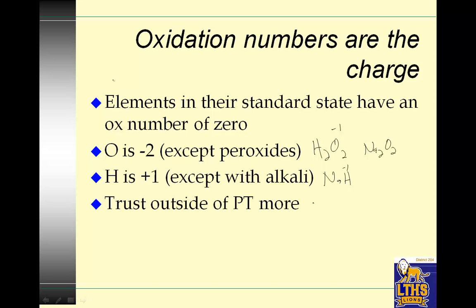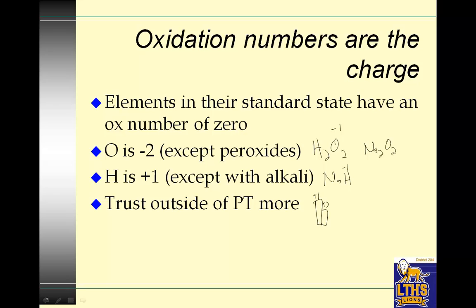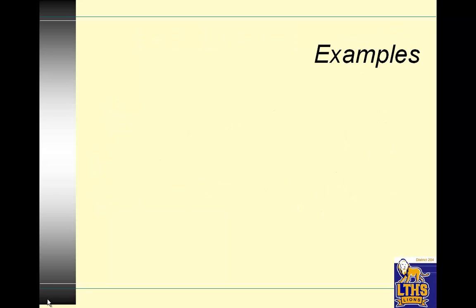Trust the outside of the periodic table more. So here's a happy, dandy little periodic table. In general this is plus 1, plus 2, plus 3, 0, minus 3, minus 2, minus 1, 0. And something over here is usually minus 2, but doesn't have to be. Nitrogen has a bunch of different oxidation numbers. You just have to trust the halogens the most, and the alkali metals the most, and go through it. You'll see in some examples.